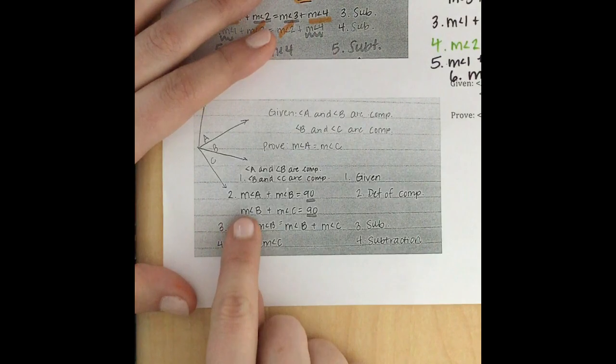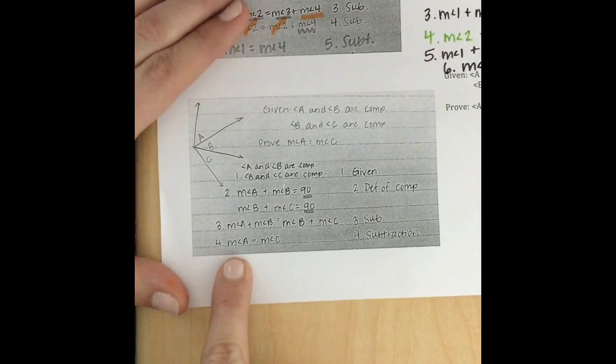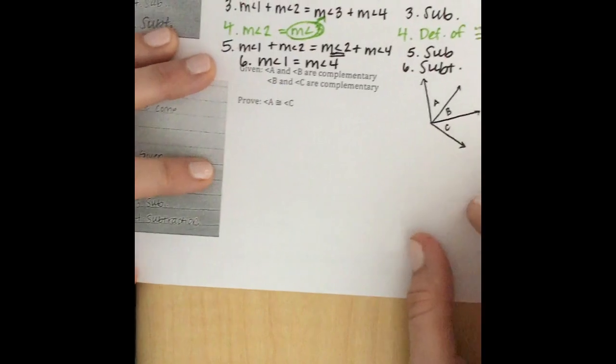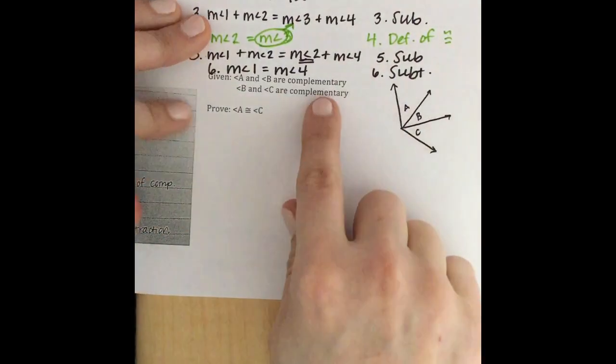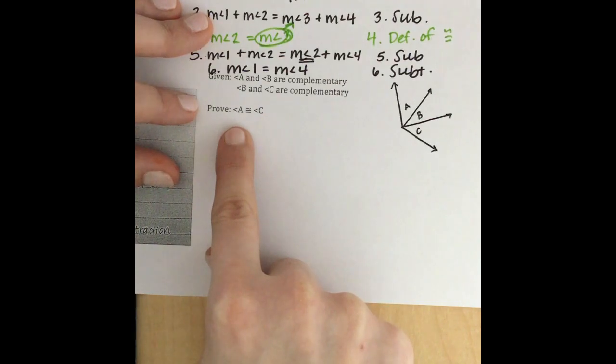So we said that A plus B equals 90, B plus C equals 90. We set them equal, we subtracted, and we ended up with A equals C. And you guys are really good at this kind of proof so far. Now notice the only difference here, my given looks the exact same, but my proof looks different. Instead of proving that the measure of angle A equals the measure of angle C, I just need to prove that angle A is congruent to angle C.